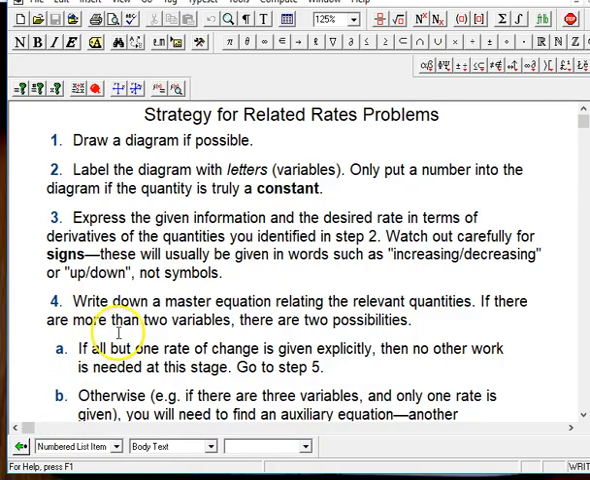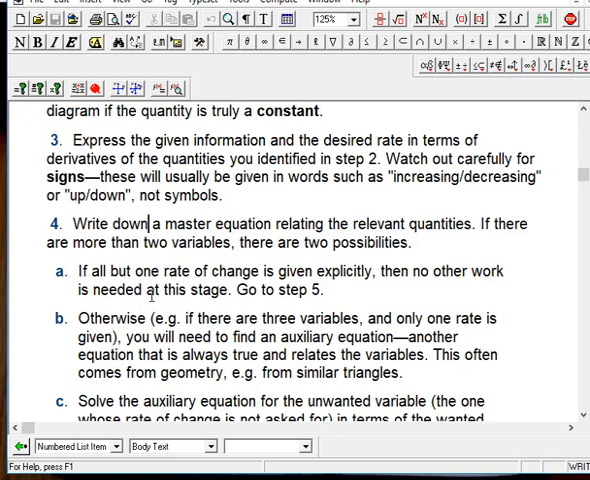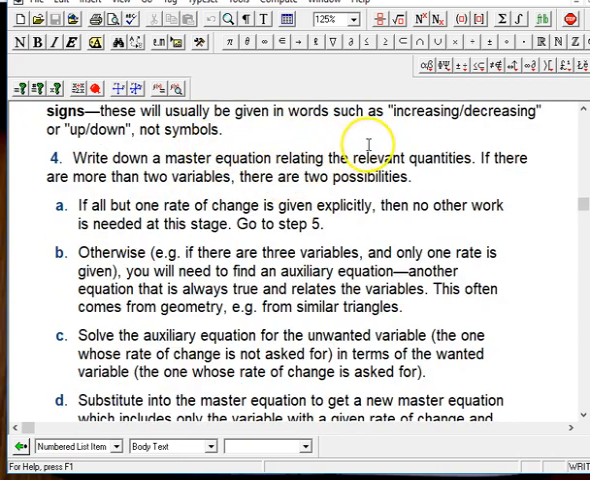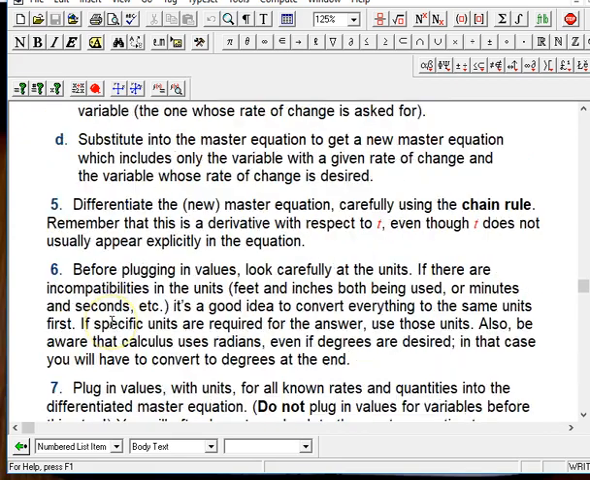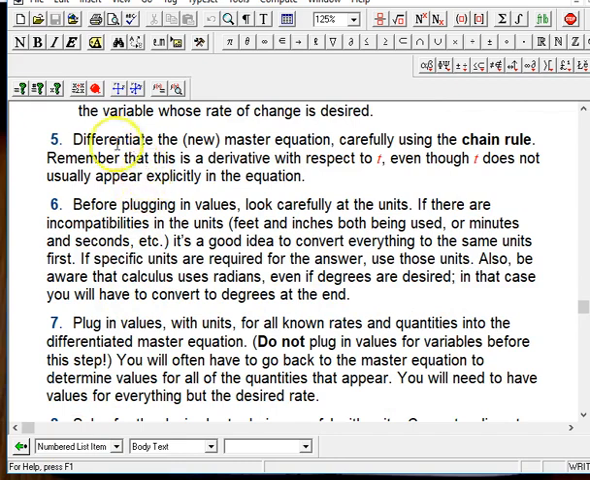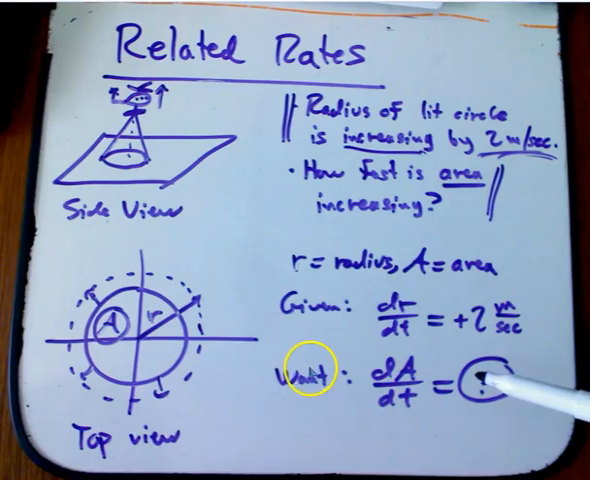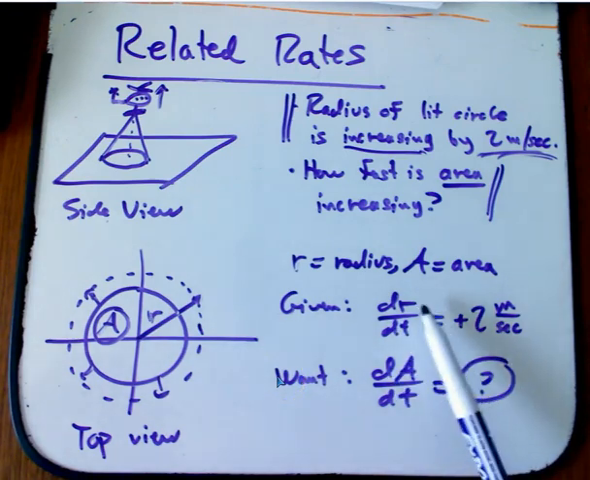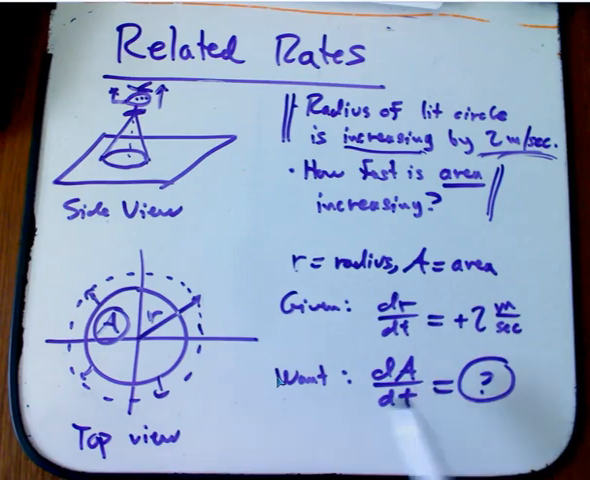Okay, so the next step is really crucial. Write down a master equation relating the relevant quantities. And there's not more than two variables, so I get to skip all of this stuff. We're going to write down a master equation, and then we're going to differentiate the master equation. So what does that mean? It's anything that relates the quantity that we're given the rate of change of and the quantity that we want the rate of change of.